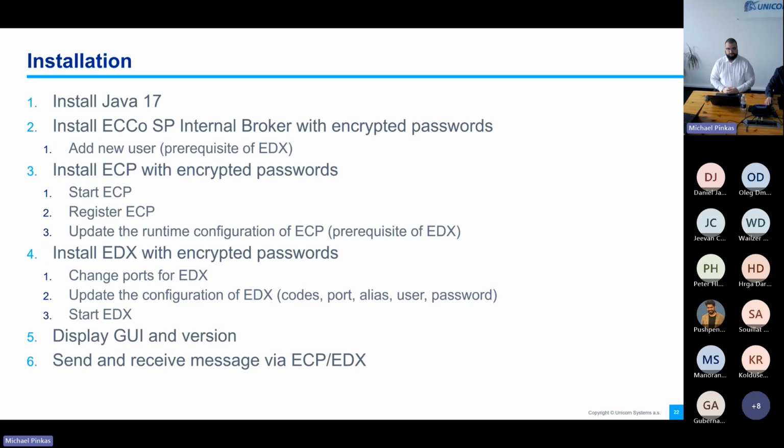During the installation, we will start by installing the recommended Java version, which of course is Java 17. Then we will proceed with installation of the ECCo internal broker. We will use the encrypted passwords. Then we will install the ECP endpoint also with the encrypted passwords, register the component, and update the runtime configuration as a prerequisite for the EDX toolbox.